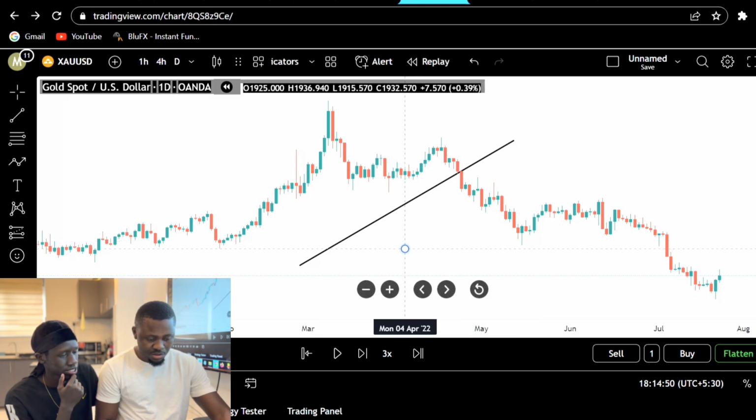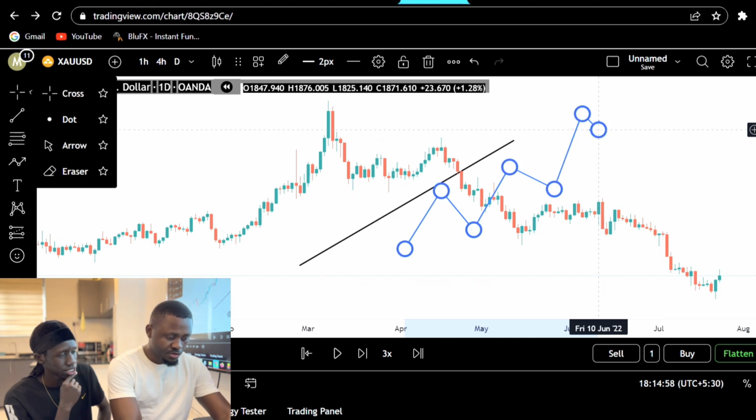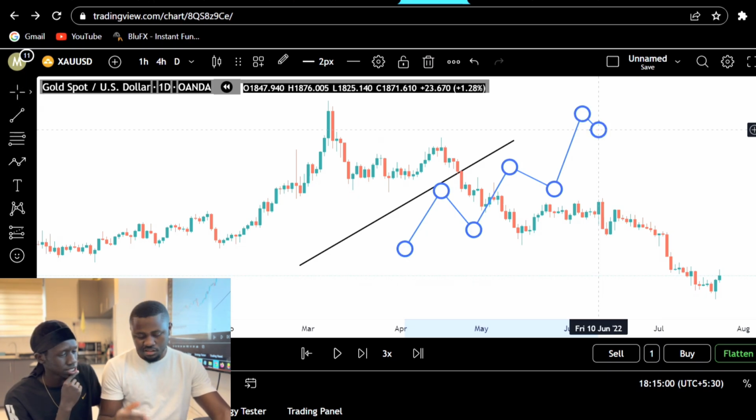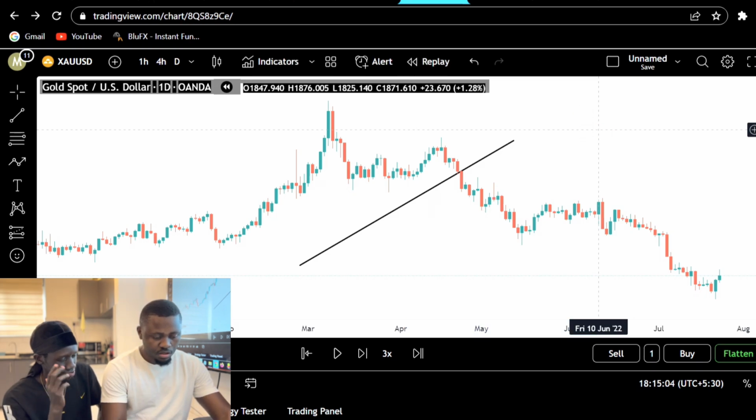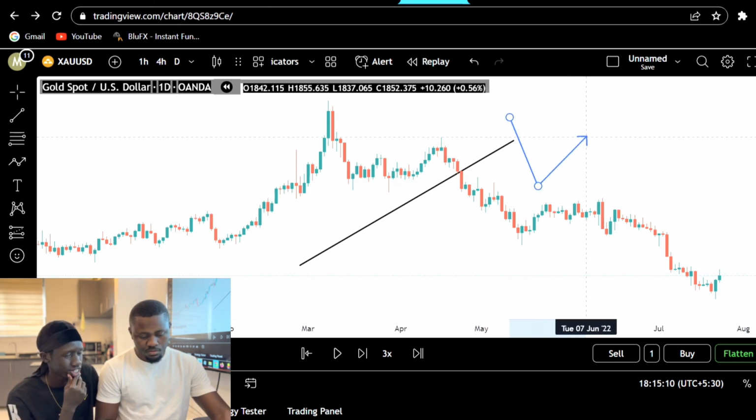So the market has to go like this if it's going in an uptrend. In this way, it's forming what we call higher highs and higher lows if we're on an uptrend. But if we're on a downtrend, it's going to be forming lower lows and lower highs. So the market has to be coming like this. See?